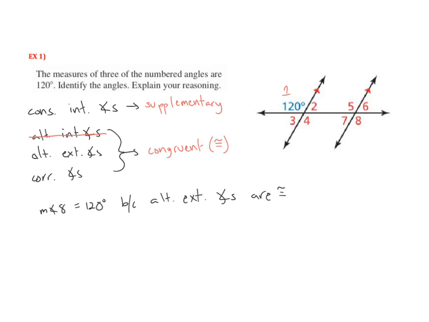All right, so that takes care of alternate exterior angles. Now we also know that corresponding angles can be congruent. So if I take a look, angle 1 and angle 5 are both on the same side of the parallel lines, and they are both on the top side of the transversal. So I know that the measure of angle 5 is also equal to 120 degrees. And again, this is because corresponding angles are congruent.